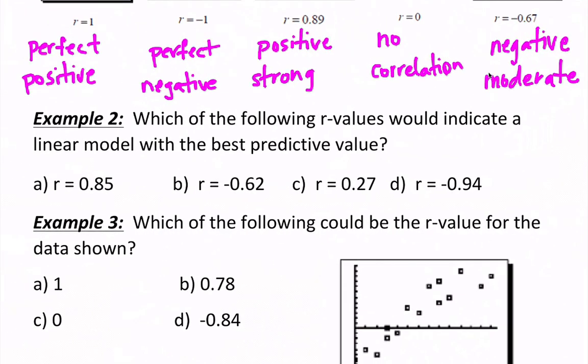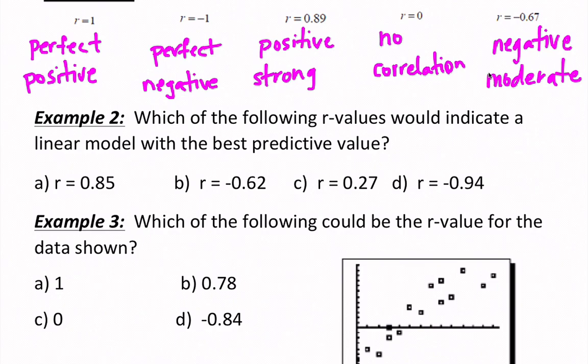Okay, on example 2, it says, which of the following R values would indicate a linear model with the best predictive values? So we want to pick the one that is most perfect. So remember, -1 and +1 are both perfect. So we want to pick the R value that's closest to either 1 or -1 because both of those would be perfect. So the one closest to either 1 or -1 would be this value right here, 0.94. So -0.94 is pretty close to -1.